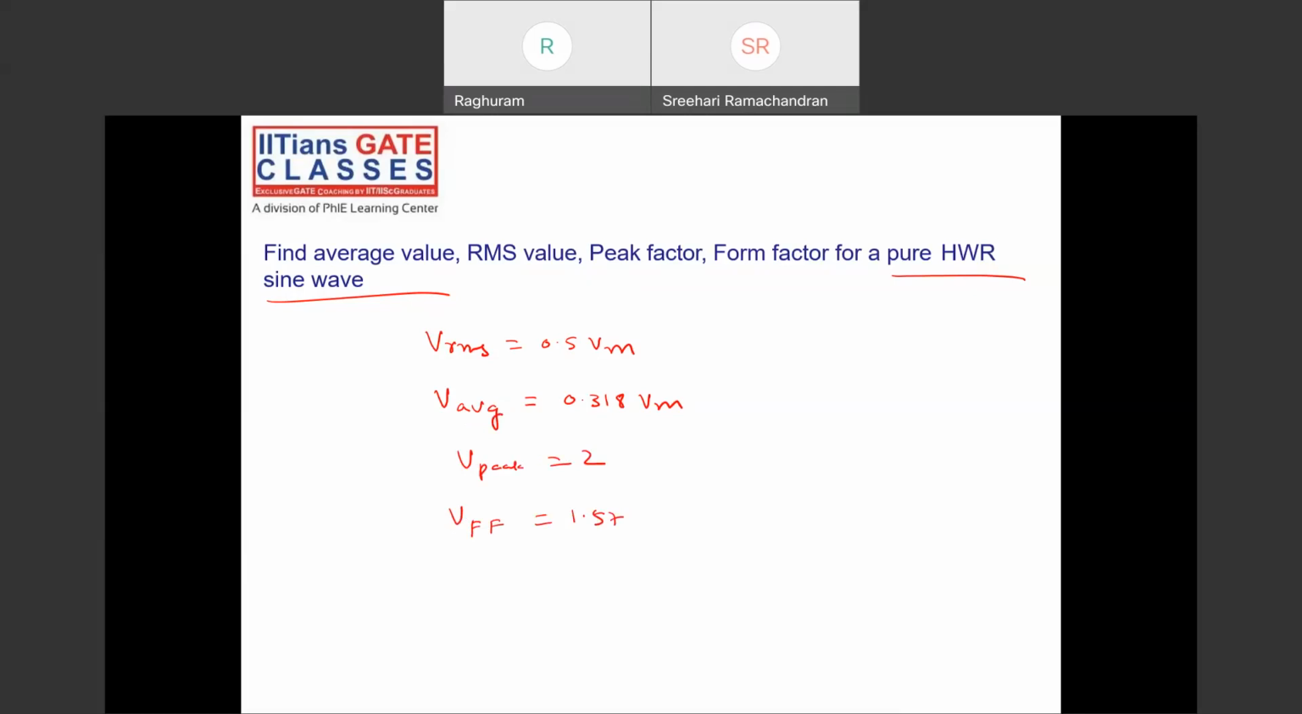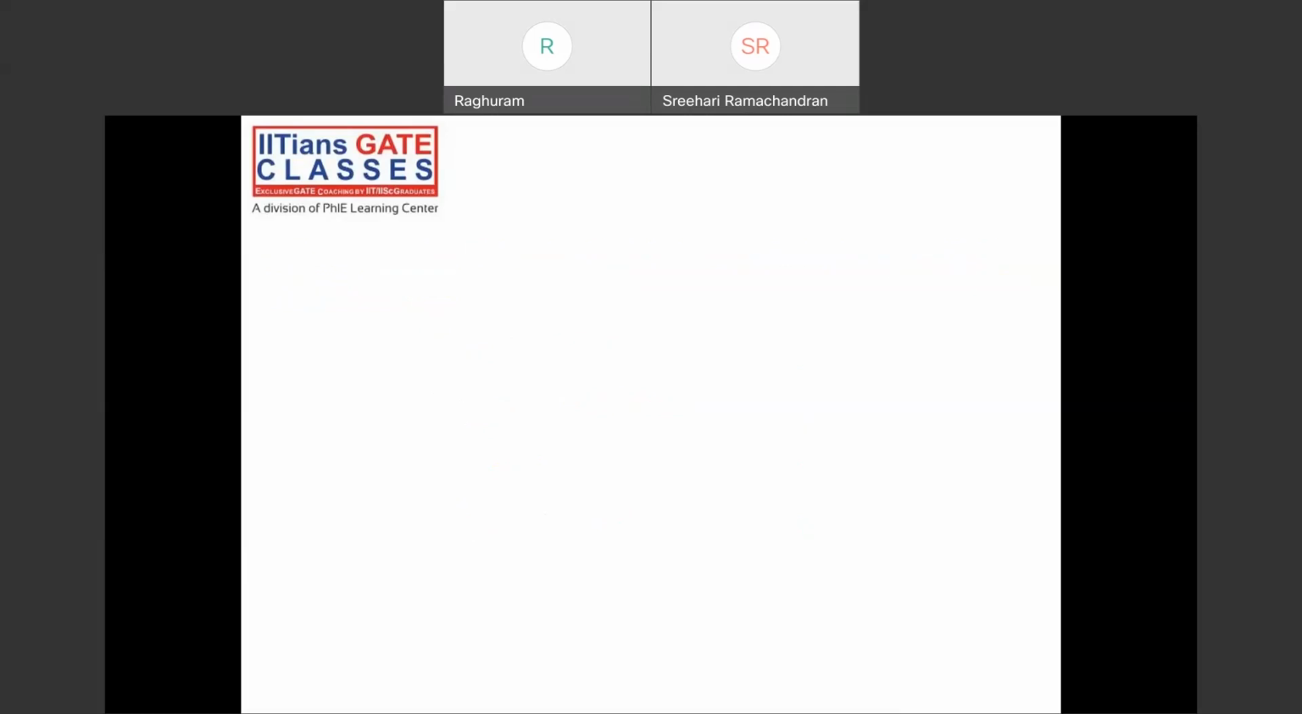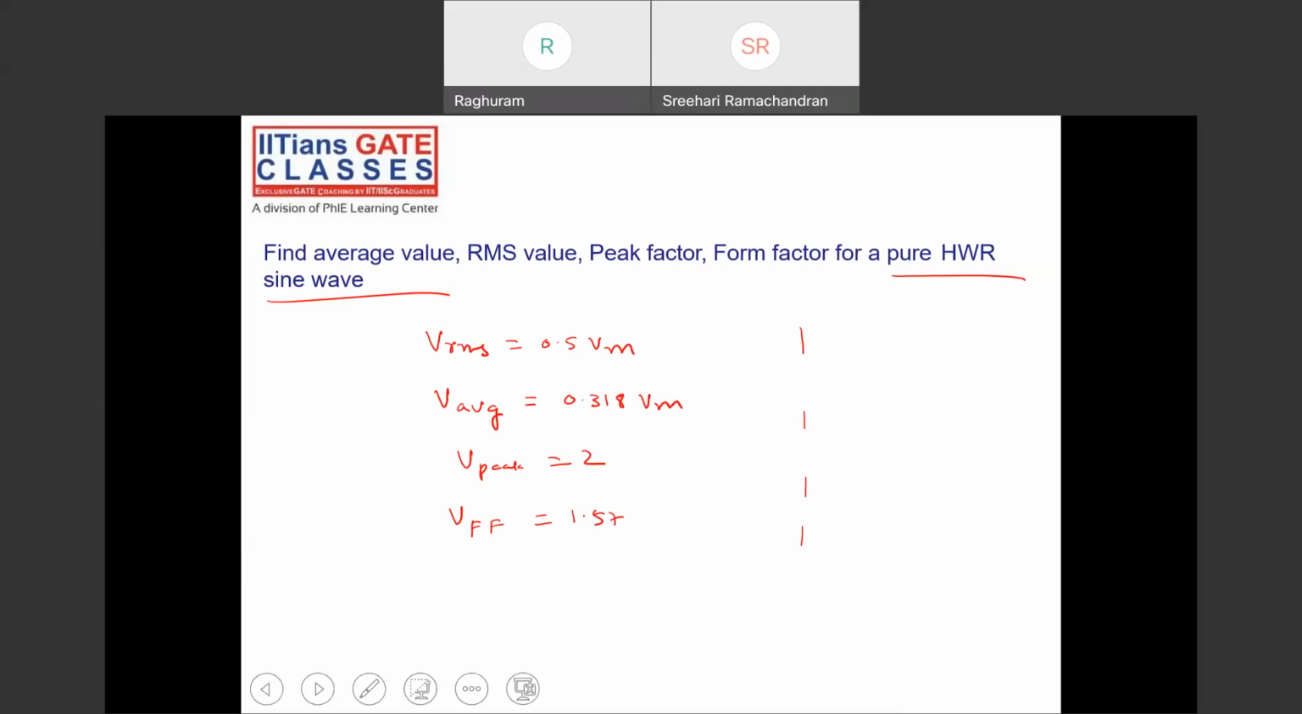For a half wave rectified sine wave and the full sine wave, and the square wave. For a square wave, RMS value is 1, average value is 1, all are 1. This is for HWR, half wave rectified sine wave.